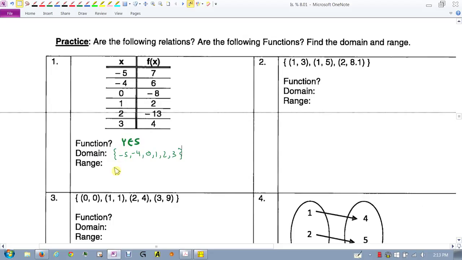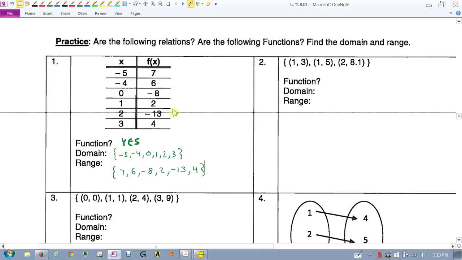What's the range? All the outputs, all the y values. So 7, 6, negative 8, 2, negative 13, and 4. You could put these in descending order or lowest to highest, but it doesn't matter. As long as you're listing out the values, you're good.